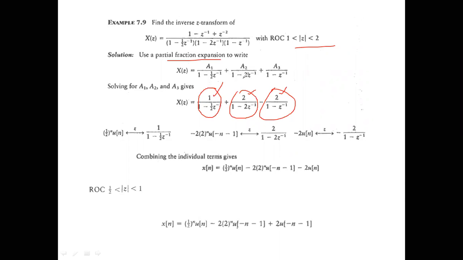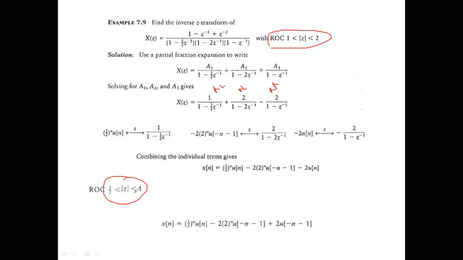Now, once this is done, our task is almost done. The next thing is the ROC, because there are three possibilities. This one can be right sided, this one can be right sided, this one can be right sided, or this can be left sided, this can be left sided, this can be right sided. Totally, we can get 9 combinations. That's why we should be very, very careful. The author has asked for the ROC. The first ROC says magnitude z greater than 1, less than 2. For the second case, he has asked magnitude z greater than 1 by 2, less than 1.